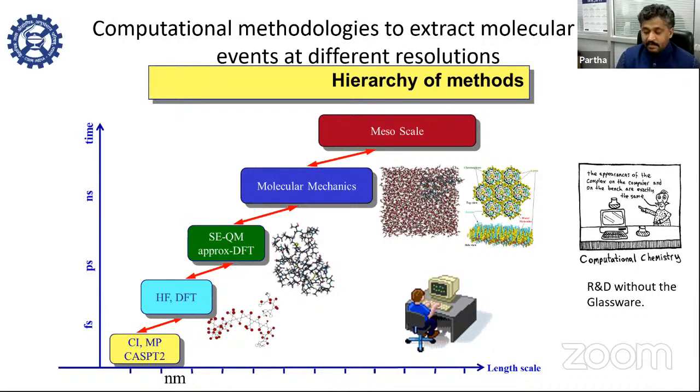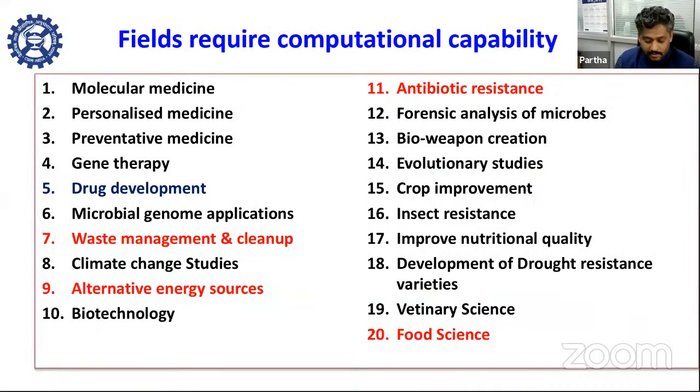So that's where the cartoon says. And next, I'd like to touch upon a few things, like where these computational capabilities are applied. They are applied in various fields. Currently we are working on the few I have highlighted in red: waste management, cleanup, alternate energy sources, antibiotic resistance, food science. Apart from that, you probably know about drug design. That's what we are going to talk about more in my talk.